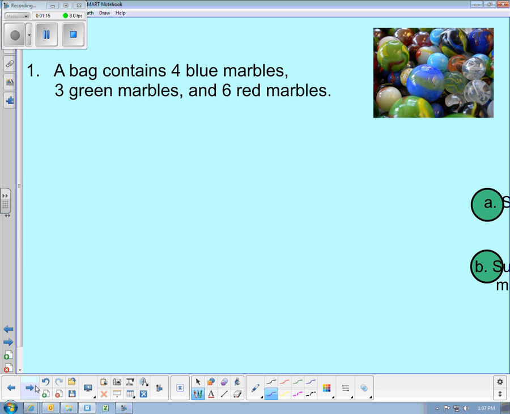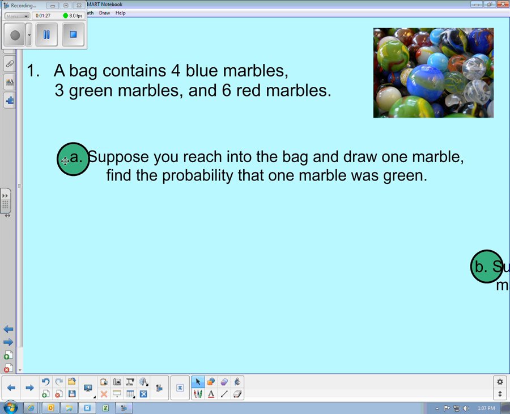Now let's take a look up at the top, just basic probability in number 1. It says a bag contains 4 blue marbles, 3 green marbles, and 6 red marbles. For part A, suppose you reach into the bag and draw out 1 marble. Find the probability that 1 marble is green. Okay, so you want to think of the green marbles out of the total. That's what our probability ratio would look like.